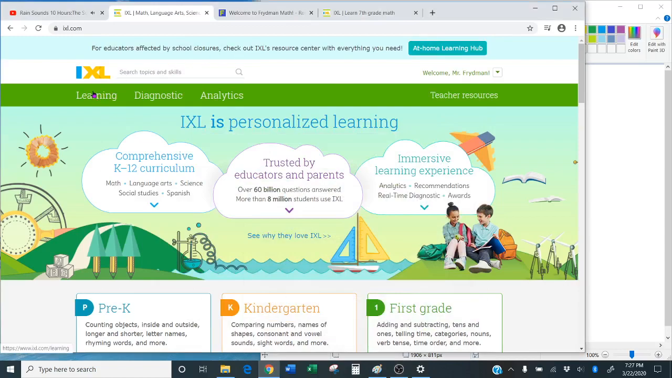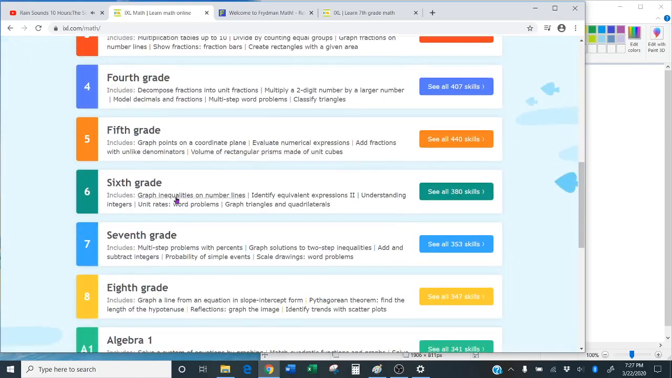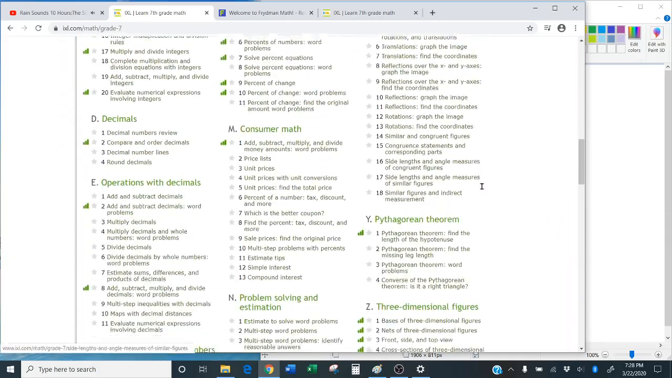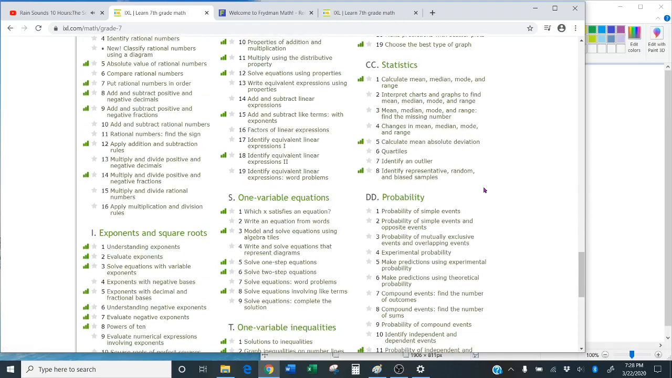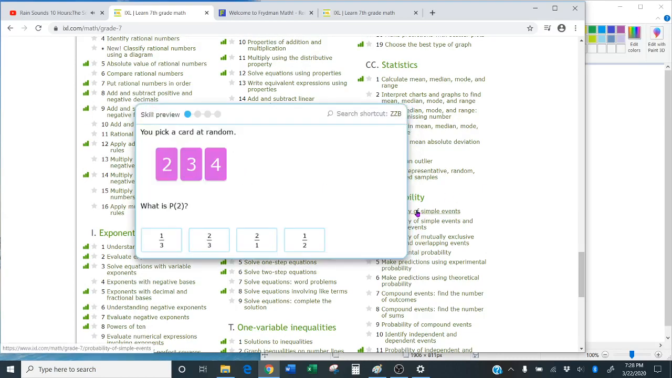So we'll go to Learning here, scroll down to 7th grade, and then down to DD.1, which is the probability of simple events.